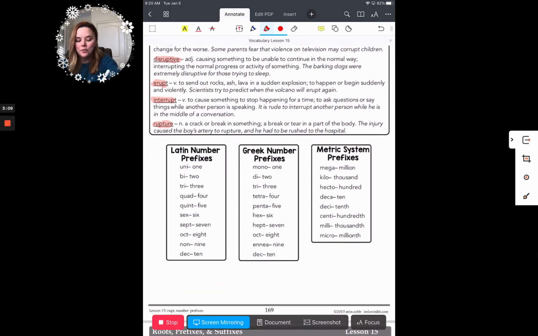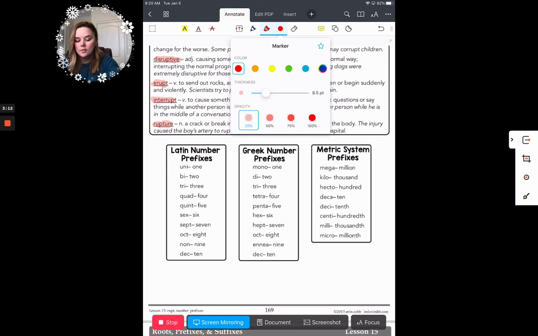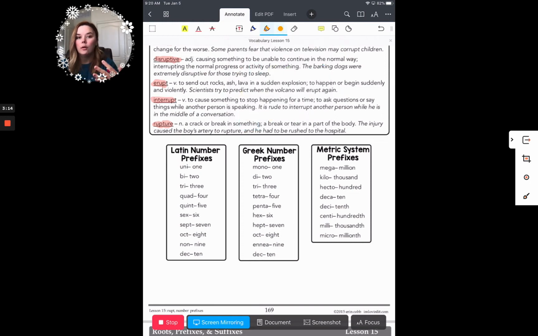And then we have our prefixes. So we have Latin, Greek, and metric. So these are all kind of for measurement, or, well, sometimes for measurement, most commonly for measurement, but we'll see them with other words too. So our first one is Latin number prefixes. So we have uni, meaning 1, bi, meaning 2, tri, 3, quad, 4, quint, 5, sex, 6, sept, 7, oct, 8, non, 9, and dec, 10.